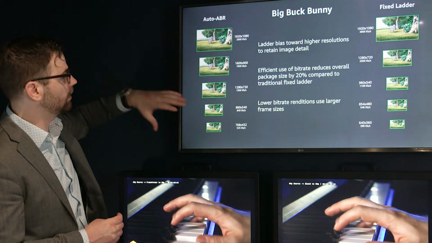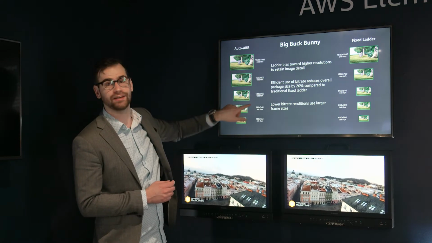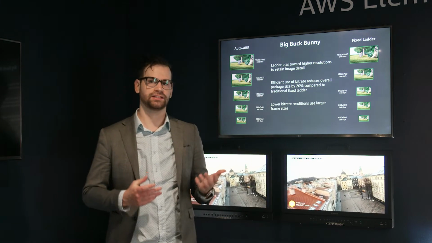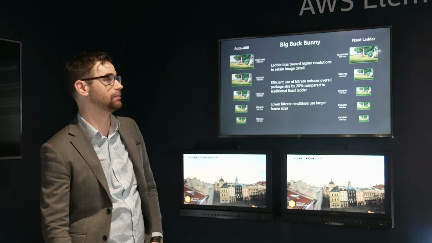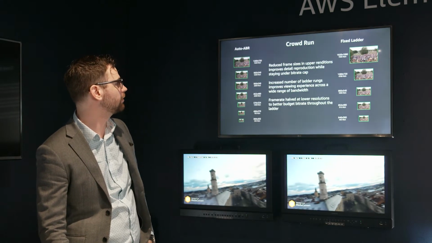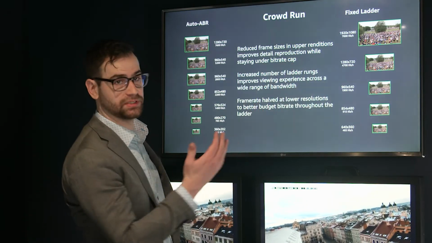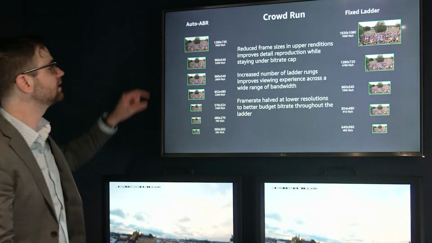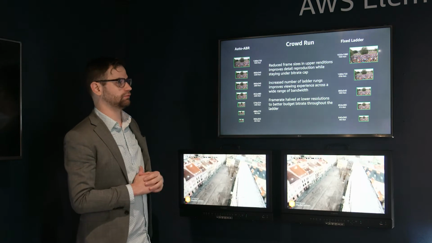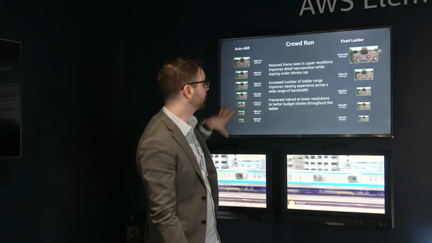In Auto ABR here, again, for Big Buck Bunny, larger resolutions, note the lower bit rates relative to the fixed ladder. Because the content is easy to encode, if we tried to use a one-size-fits-all approach, we would likely be spending more bits than are necessary. Then when I go over here and we take a look at the crowd run clip, here you see, again, that example I talked about, whereas the fixed ladder would still be encoding 1080p at 7 megabits, Auto ABR is actually downscaling the content to 1280 to preserve more detail in the encoding, and you'll notice this all the way down the rungs of the ladder.